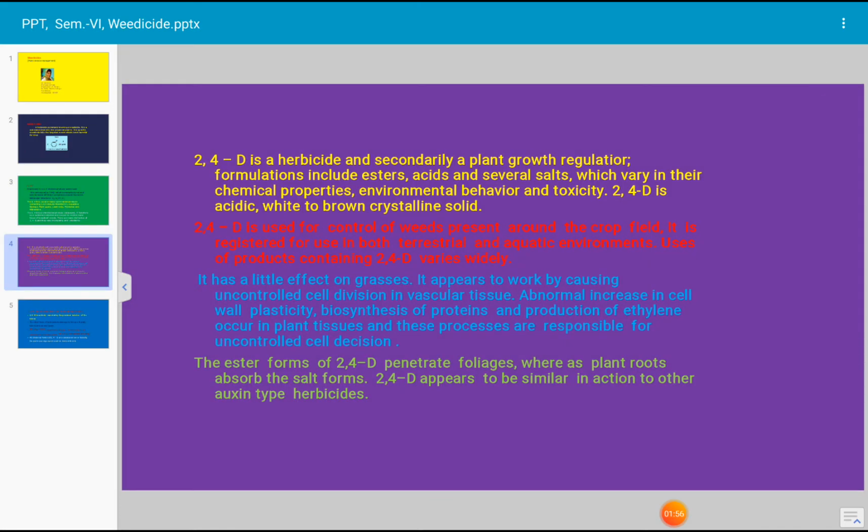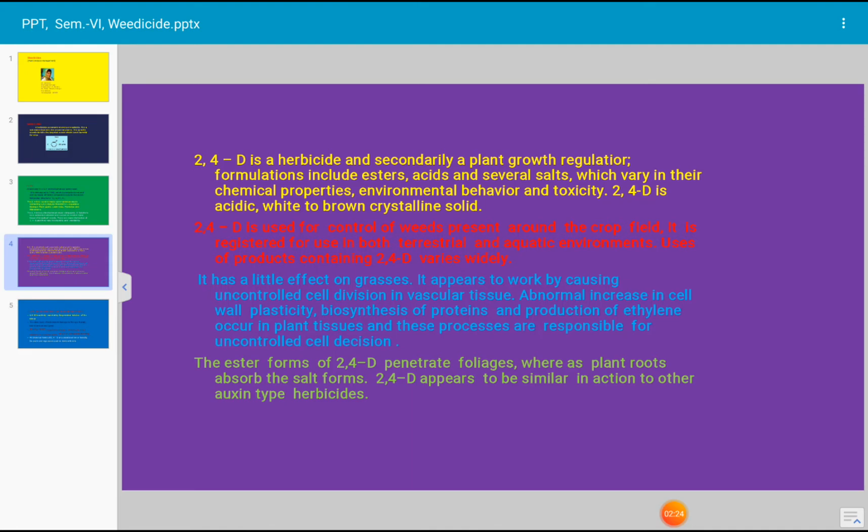2,4-D is a herbicide and secondarily a plant growth regulator. Formulations include esters, acids and several salts, which vary in their chemical properties. Environmental behavior and toxicity are also different for each type of derivative of 2,4-D. 2,4-D is an acidic, white to brown crystalline solid.